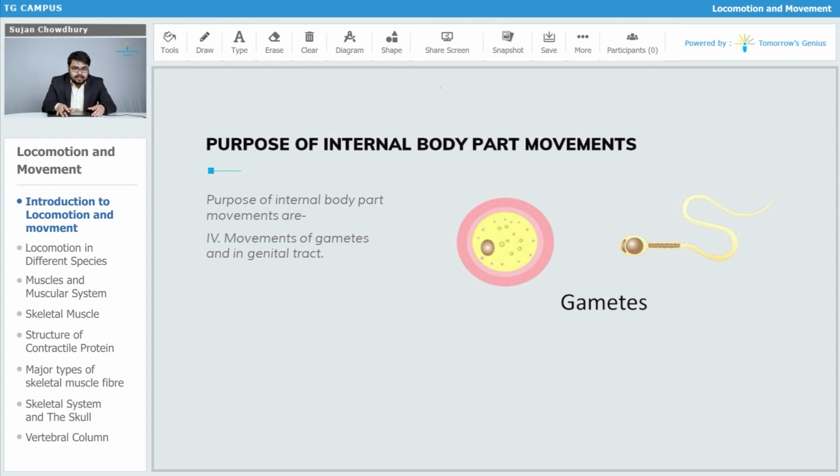For this, the sperm has to travel a long distance through the cervix into the uterus and finally the fallopian tube, so that fertilization can occur there. Thereafter, the zygote comes down to the uterus for implantation in the endometrium. For these events to occur, movement of internal body parts becomes indispensable.